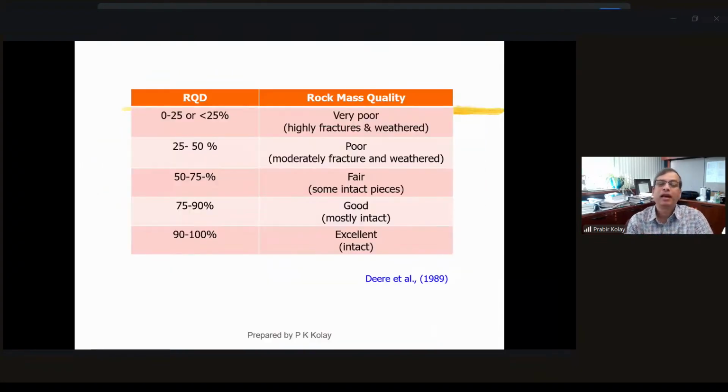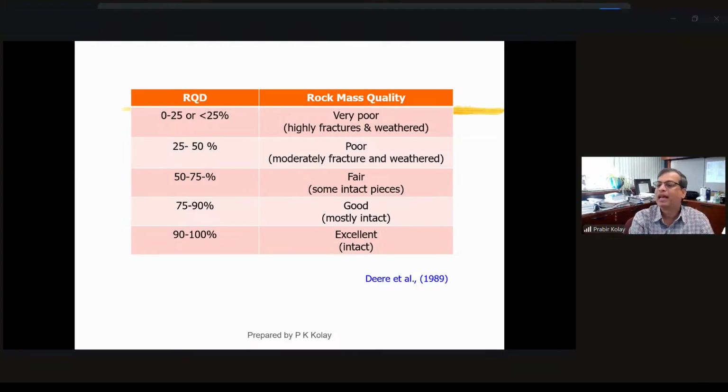So then from there, you can find out: if the rock quality designation is less than 25%, it's very poor. If it is 25 to 50, it is poor. If it is around 90 to 100%, it is excellent. Meaning if you have a sampling tube of this much length, you calculate the whole length of the tube, and the recovered sample is intact. So that is like an excellent intact sample.